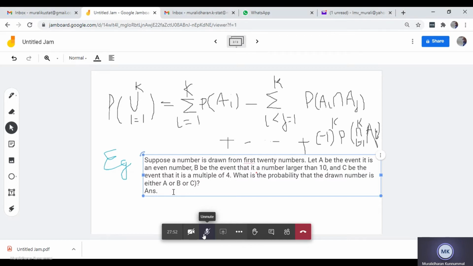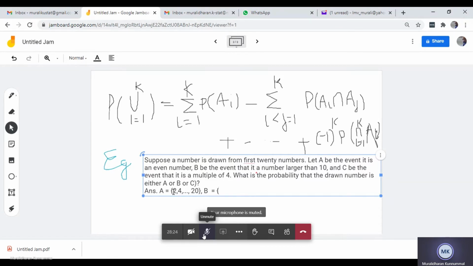So what is your event A? A stands for an even number, so it can be 2, 4, like that, up to 20. See the experiment: what is the experiment? You are drawing a number from the first 20 numbers. That's all. So which can be an even number? 2, 4, 6, like 18, and the last is 20. So there are going to be 10 numbers.